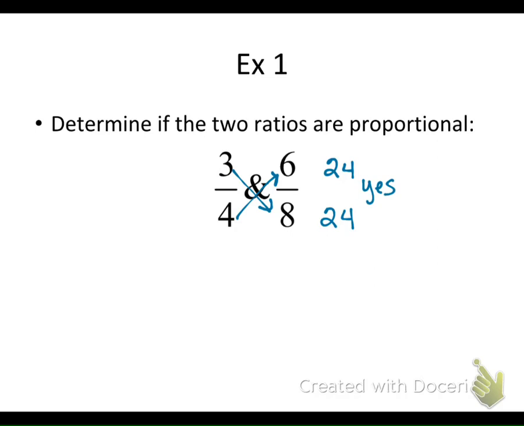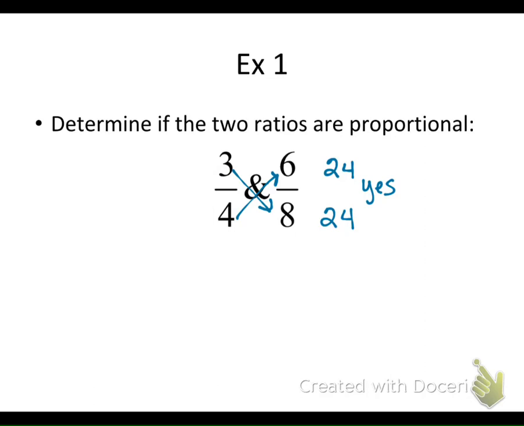So how did Alex determine if these two ratios were equal, if they were proportional? What method did he use? Yeah, he cross multiplied. 3 times 8 and 4 times 6. So, like AJ just said, cross multiplying is one way that you can determine if ratios are proportional. There are two other ways that you can also tell if a ratio is proportional.